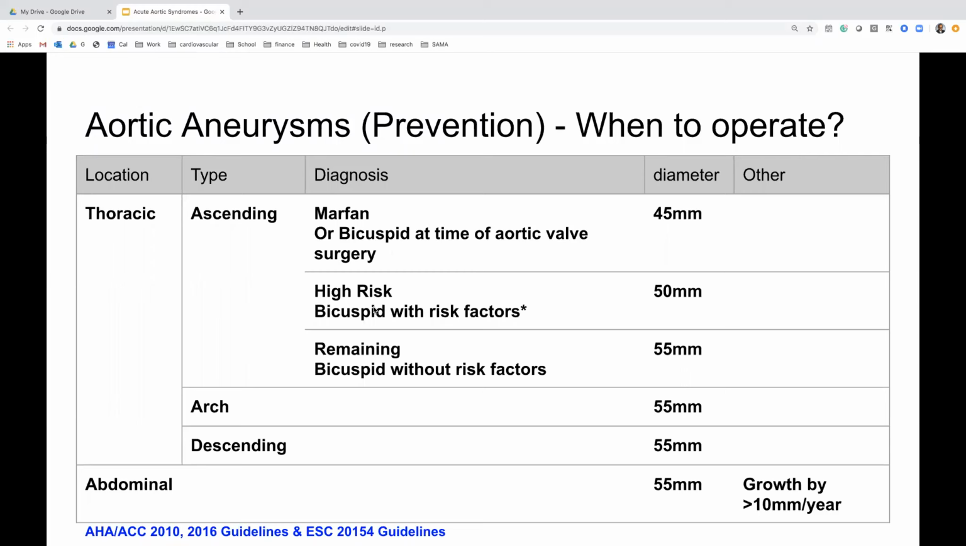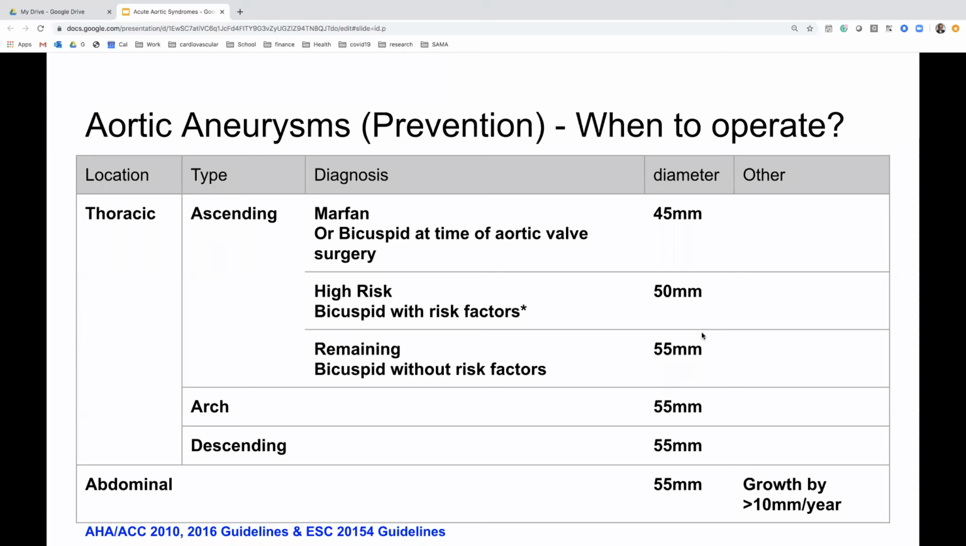If the patient has a bicuspid aortic valve with high risk features, the definition of high risk is a family history or if it's growing fast. If the patient does not have these two risk factors, the number is 55 millimeters. And that's the same number that you carry down, okay? And this applies to patients who are incidentally found.